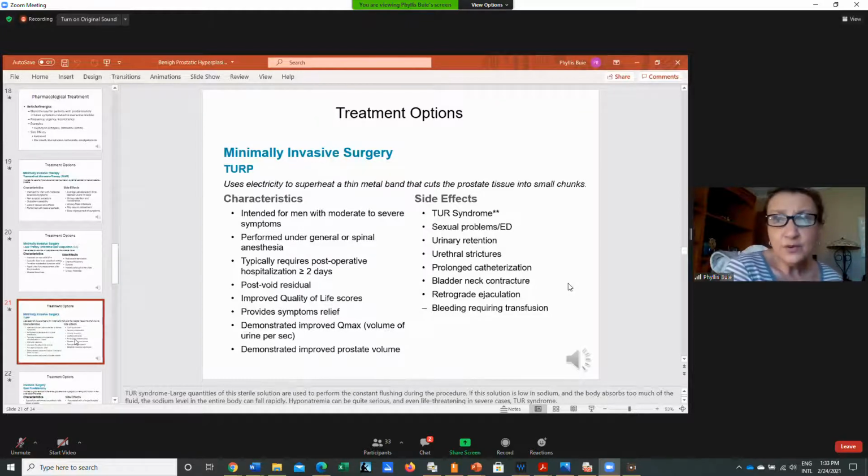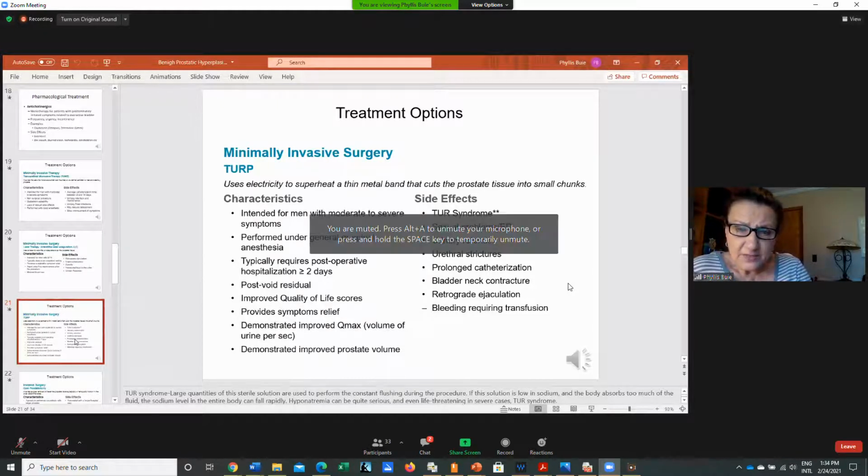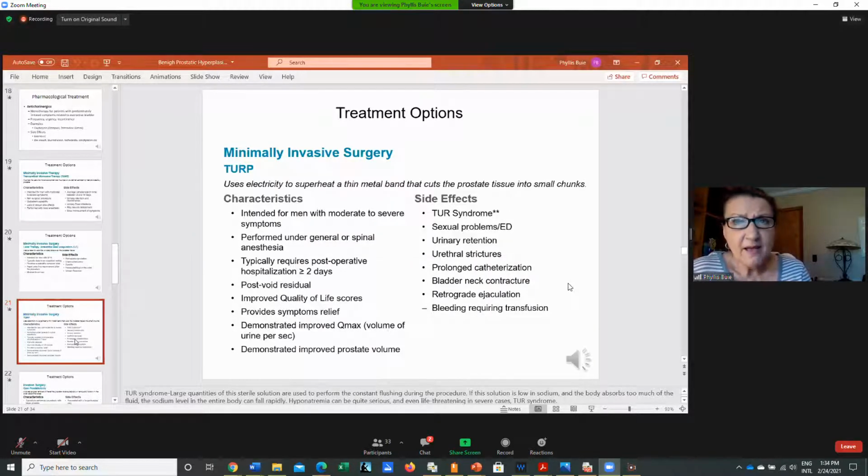It does improve their quality of life and it does provide symptom relief. However, it does not come along complication-free, unfortunately. And this is actually the gold standard for treatment. The problems that they usually have with this particular type of procedure is they either have urinary retention or they may have some incontinence after the procedure.